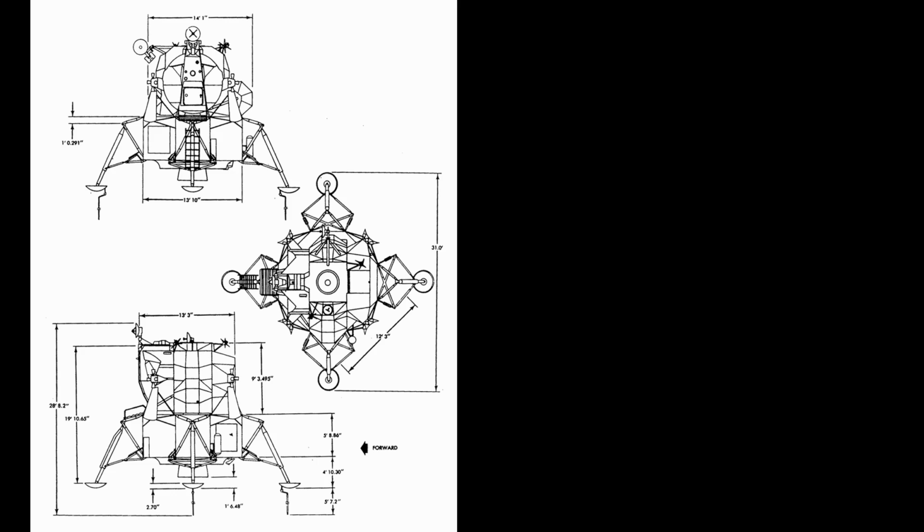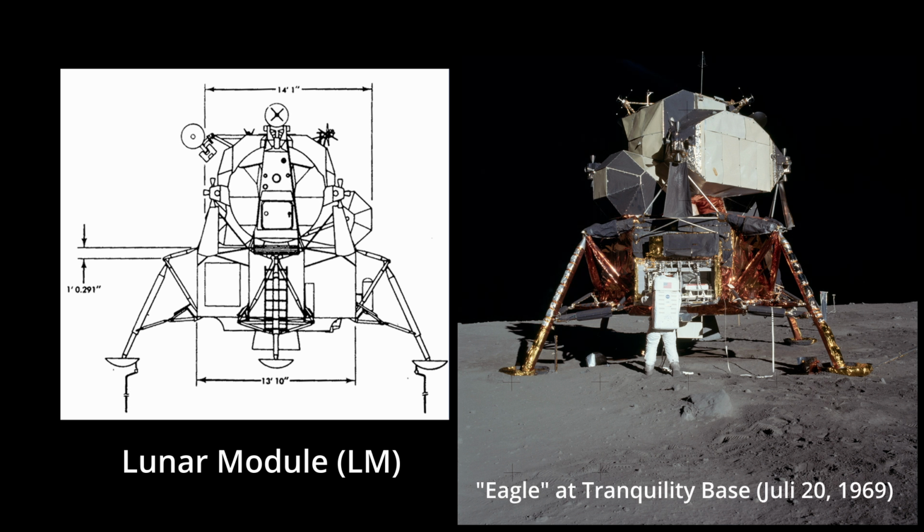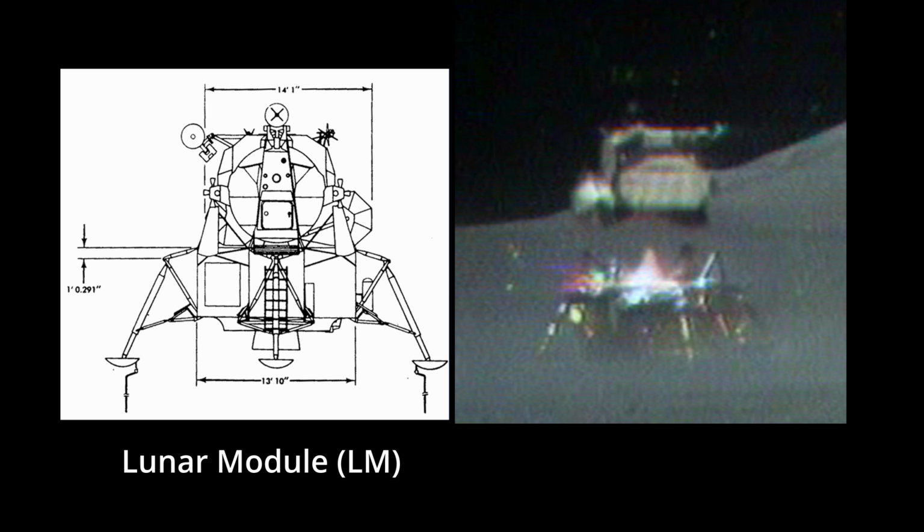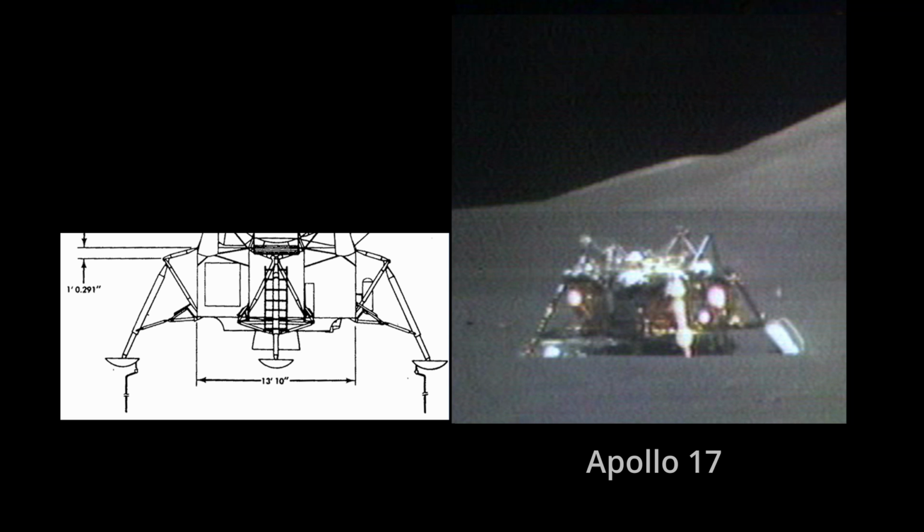Here's a drawing of the lunar module, or LM. The lunar module is approximately 4.2 meters or 14 feet wide. But we would not see the entire Eagle itself, but only the leftover base, as seen from the Apollo 17 camera.